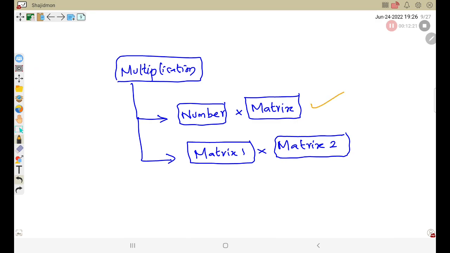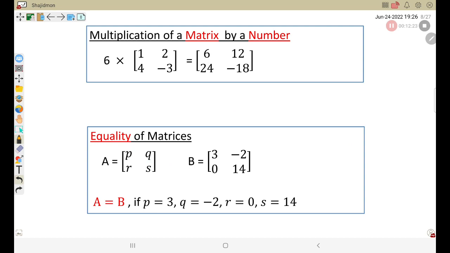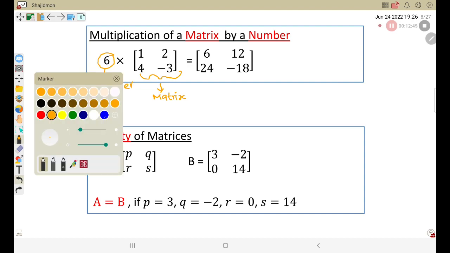How to multiply a number with a matrix. This is the example here. For example, I am taking a number here. See, 6 is simply a number, and this is a matrix. Correct? It is in matrix notation. We use closed or open brackets, but a number is simply a number only. So how to multiply a number and a matrix? That is the first idea we are studying.